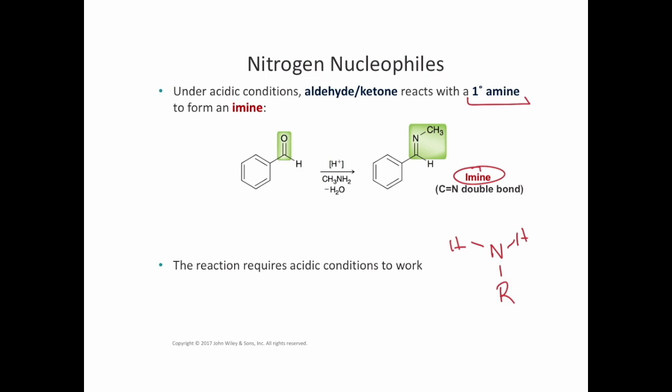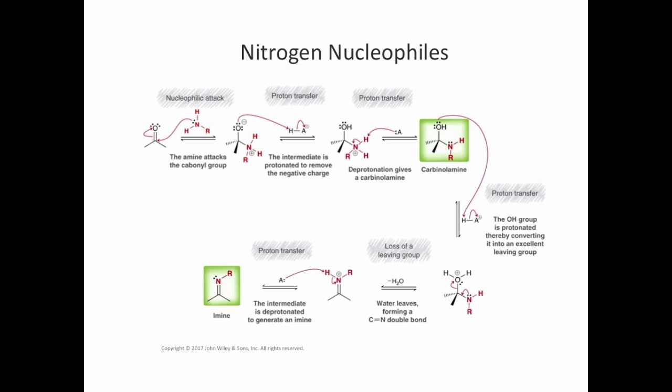The imine has a carbon double bonded to a nitrogen. An amine is a nitrogen with three groups attached to it. And this reaction requires acidic conditions to work. So here's the mechanism. In this, an amine is a good nucleophile, so we don't need to protonate the carbonyl oxygen first. The nucleophile is going to attack the carbonyl and break the pi bond. In the second part, the oxygen atom is going to get protonated by the little bit of acid that is present in the reaction.